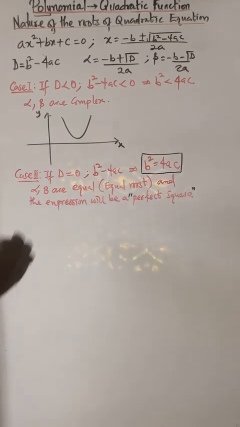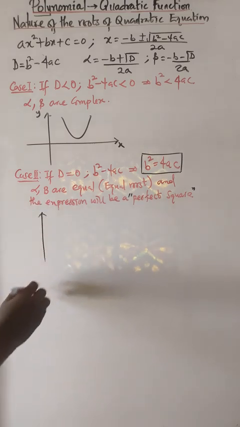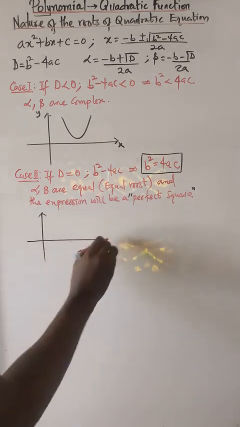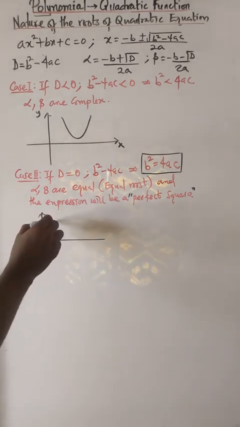Now, if you have to sketch this one on a graph, it means alpha and beta will coincide. Suppose they are both positive, we are going to have something like this.